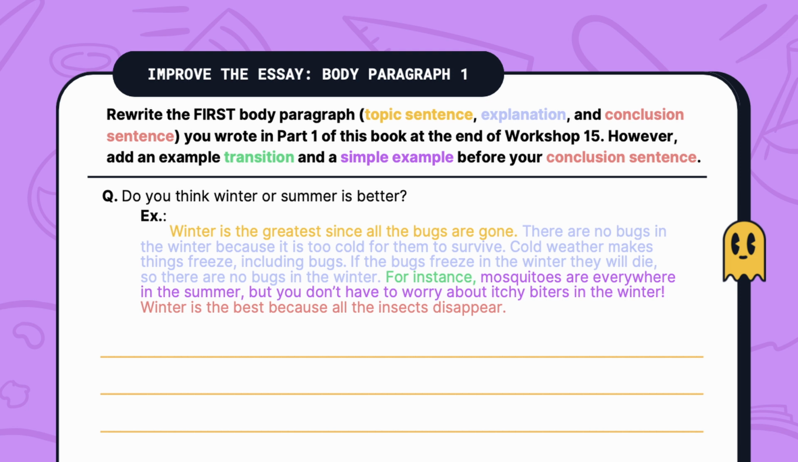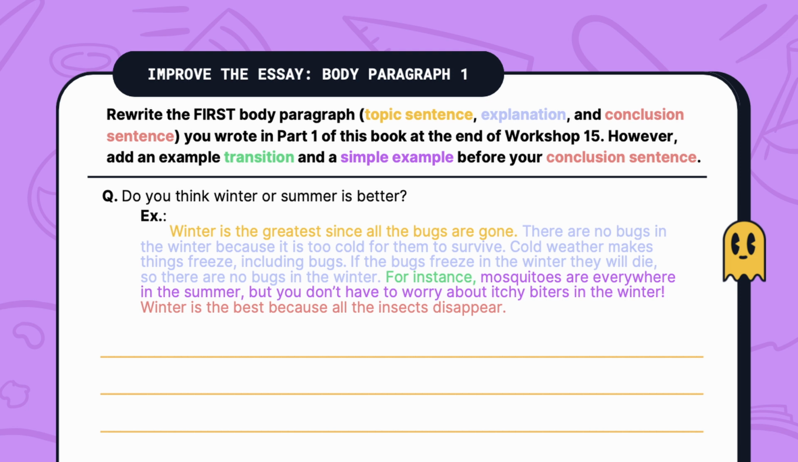Winter is the greatest since all the bugs are gone. There are no bugs in the winter because it is too cold for them to survive. Cold weather makes things freeze, including bugs. If the bugs freeze in the winter, they will die, so there are no bugs in the winter. For instance, mosquitoes are everywhere in the summer, but you don't have to worry about itchy biters in the winter. Winter is the best because all the insects disappear.